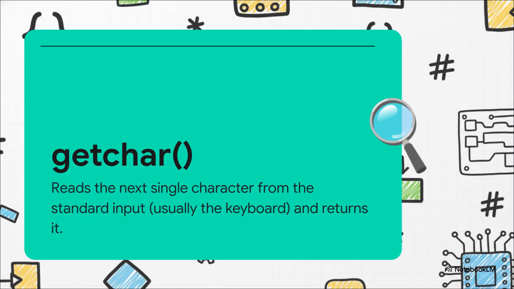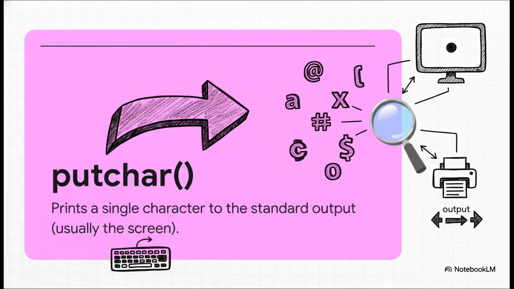When your program calls getchar, it just pauses and waits. It waits for you to type a character and hit enter. As soon as you do, it grabs that character and gives it to your program. And the other half of this duo is putchar. It does exactly what it sounds like. You give it a character, and it prints that single character to the screen. Think of it as a super specialized printf that only knows how to handle one character.